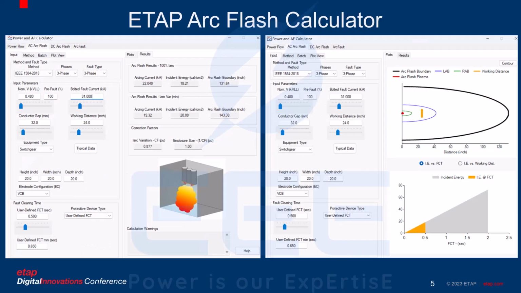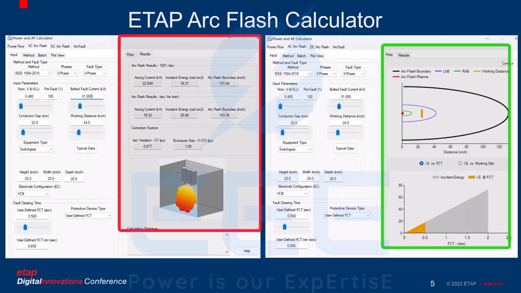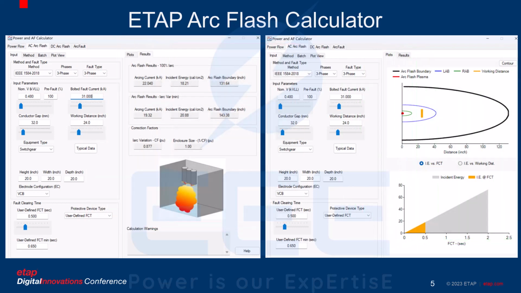Both of those images are arc flash calculators. The difference is the view on the right area of each image. On the left image, the right area shows the result interface. On the right image, the same corresponding area shows the plot.